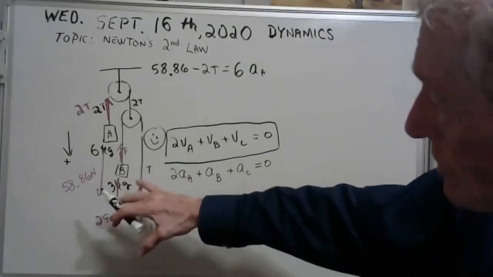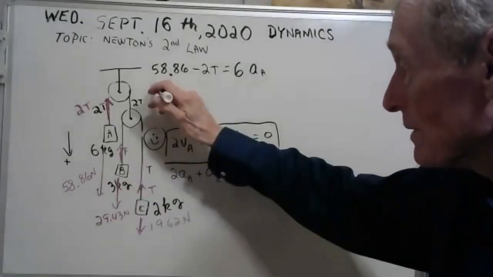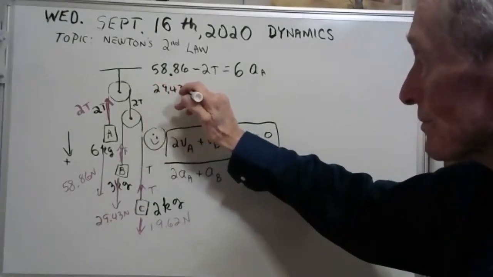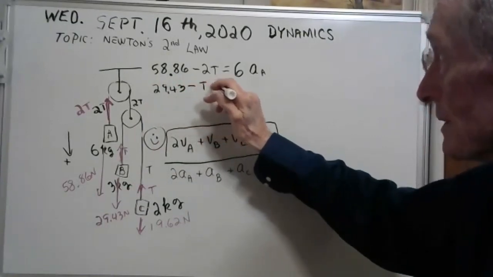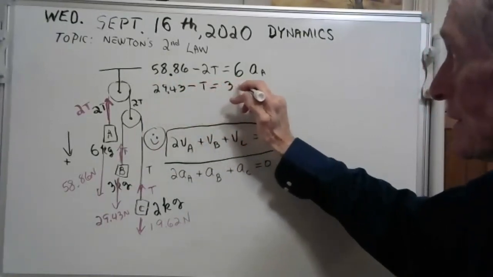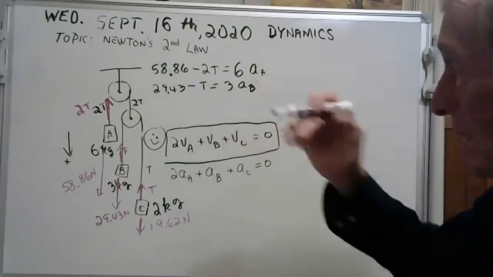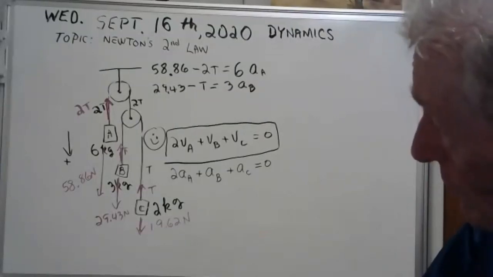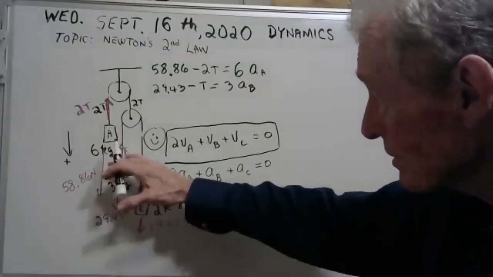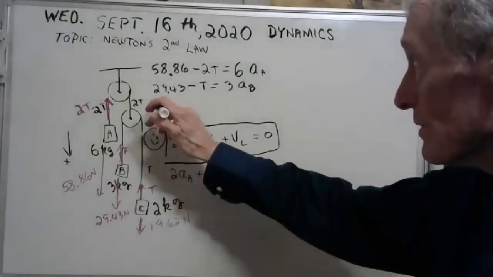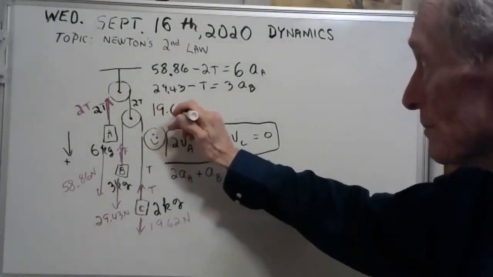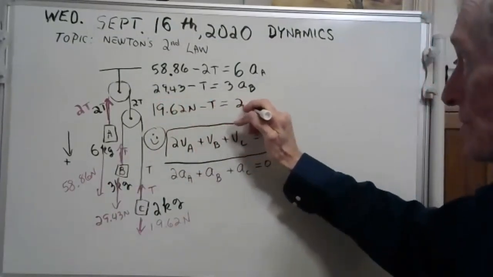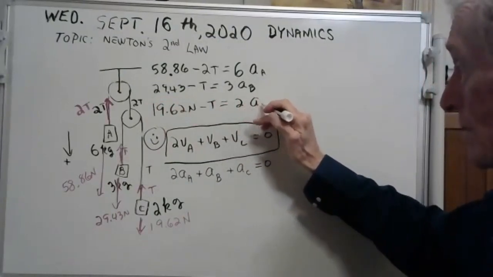Okay, now let's do Newton's second law for body B. That's going to be 29.43 minus just 1T equals 3 times the acceleration of body B. That's the Newton's second law for body B. There's only 2 forces on it. Now for body C, we have 19.62 newtons minus just 1T equals the 2 kilograms times acceleration of C.